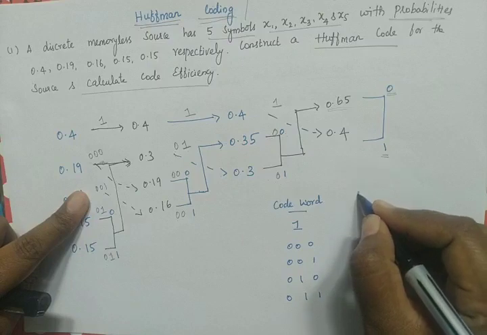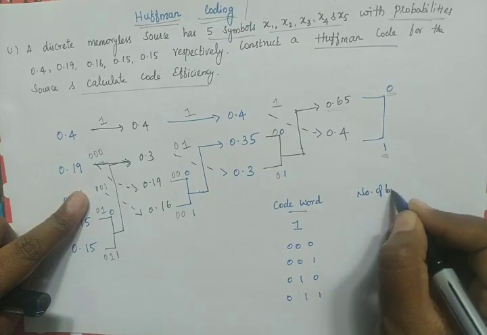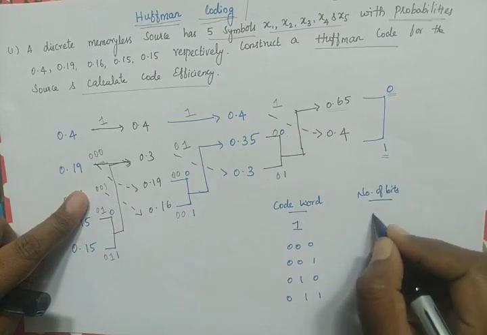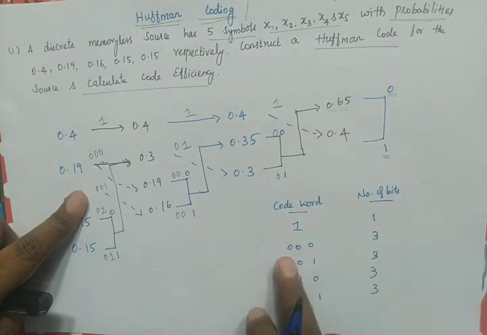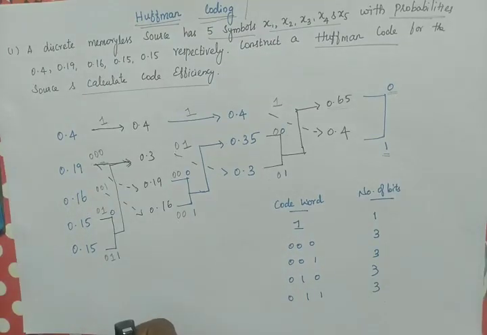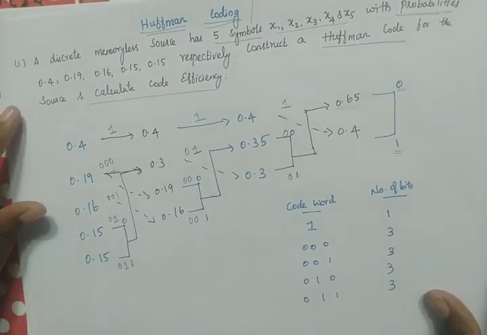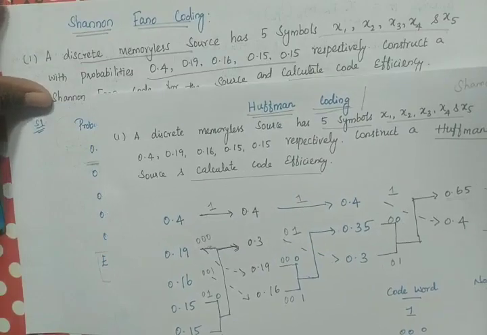Now what is the length? That is the number of bits, or we can say this as length. So that is 1 3 3 3 3. So the number of bits present is 1 3 3 3 3. That's it. Now let us compare this with the Shannon coding which we have solved in the previous class.